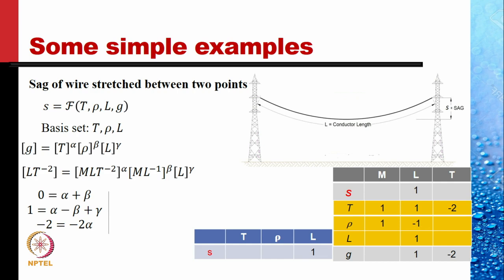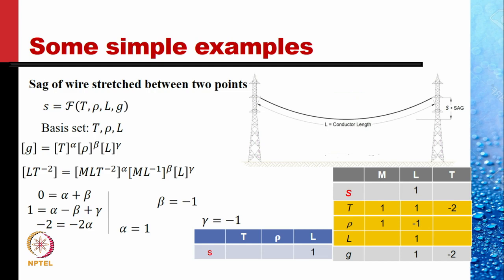Then for equating the dimension of length, on the left hand side length is one dimension. On the right hand side, in the first factor, L has a dimension alpha. In the second factor, L has a dimension minus beta. And in the third, it has a dimension plus gamma. So 1 should be alpha minus beta plus gamma. Similarly, for time, minus 2 is equal to minus 2 alpha. From these, we can solve the values of alpha, beta, and gamma. Alpha comes out to 1. From this, we get beta is equal to minus 1, and then gamma is equal to minus 1.